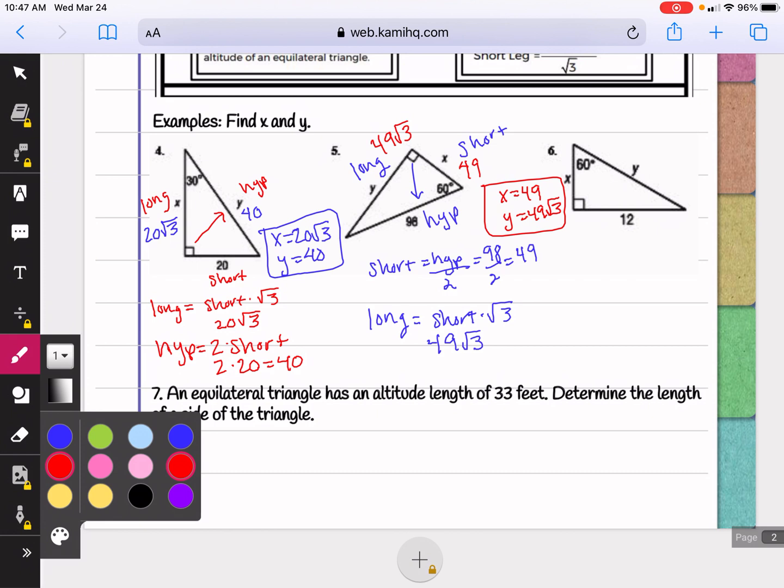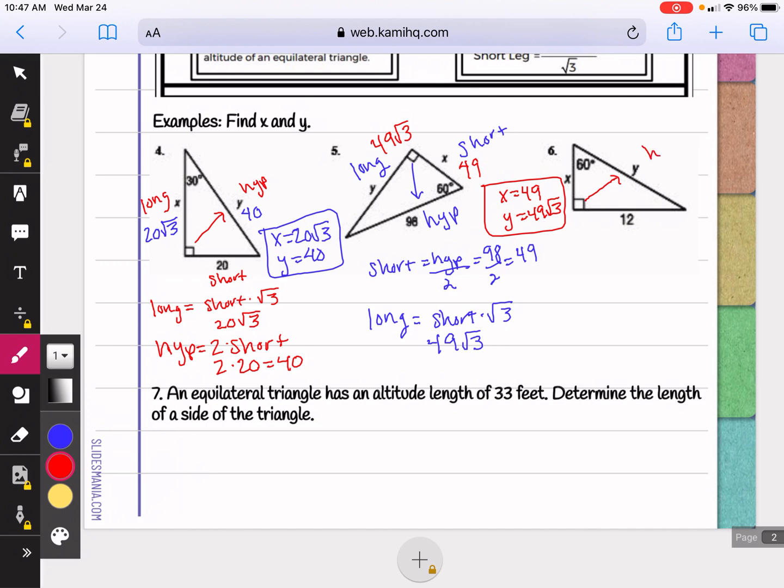On this next problem, y would be our hypotenuse, so x would be our short leg, and 12 would be our long leg. So we need to find the short leg first. So the formula for short leg, when you know the long leg, is long leg divided by square root of 3. So here it would be 12 divided by root 3.